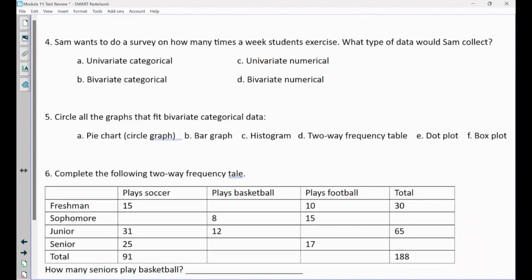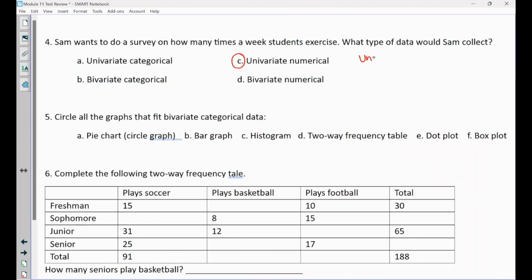Alright, Sam wants to do a survey on how many times a week students exercise. What type of data would Sam collect? If I were to conduct a survey, Sam would only be asking students one question: how many times a week do you exercise? Because they would answer with a number response, that is going to be univariate numerical data.